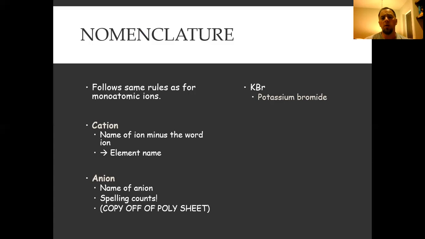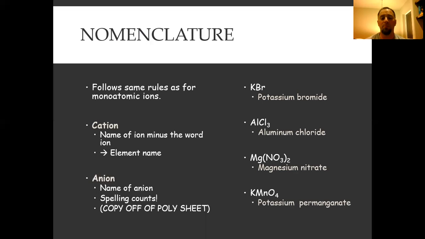Okay, so KBr is potassium bromide. We know that. We did that when we were looking at binary compounds. Okay, aluminum chloride. Okay, and here we have magnesium, and if we look on our cheat sheet, NO3 is nitrate. Even though there's a 2 subscript out there, that's fine. We still name it the same. It's just magnesium nitrate. And then potassium permanganate.